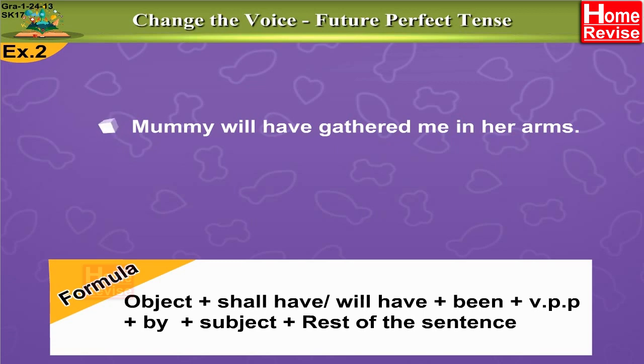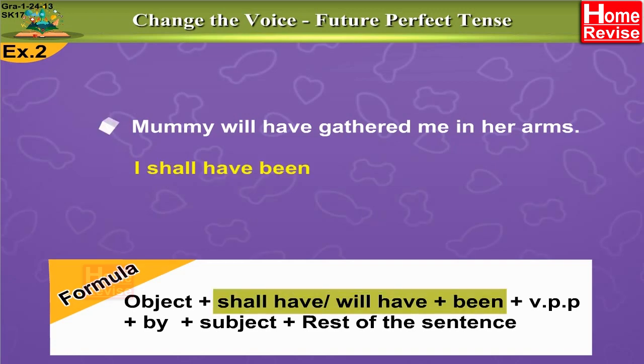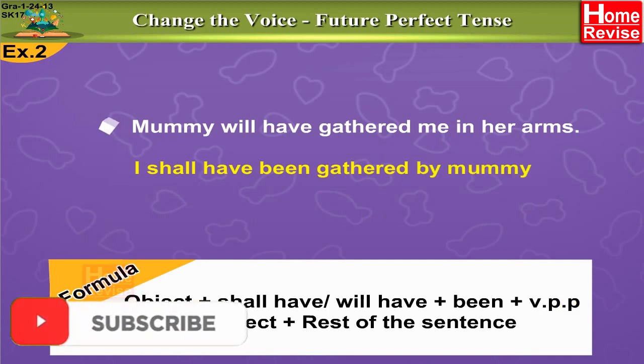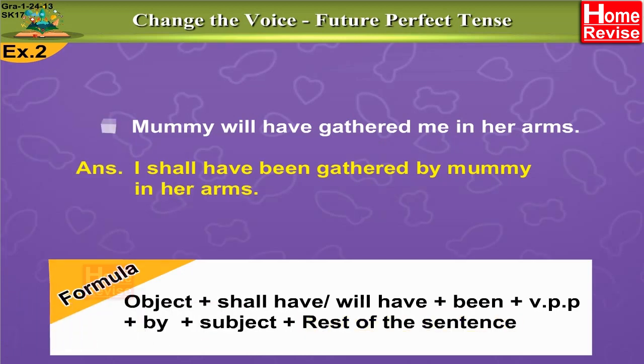And in passive voice, the sentence begins with the object. Since it is coming before the verb, when it is a pronoun, it comes in the subjective case. So we cannot begin the sentence with me. So we'll have to begin it with I. I is the subjective case. I followed by shall have been, which is the future perfect tense helping verb. Gathered is the past participle. By whom? By mummy plus the rest of the sentence, in her arms. So the answer is I shall have been gathered by mummy in her arms.